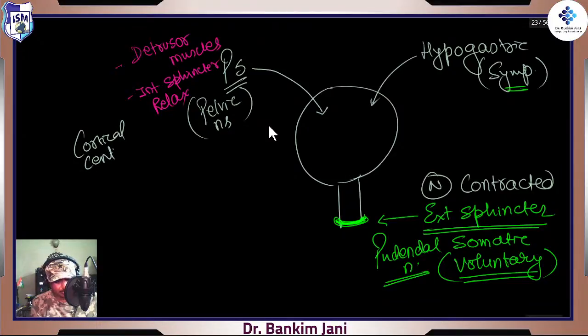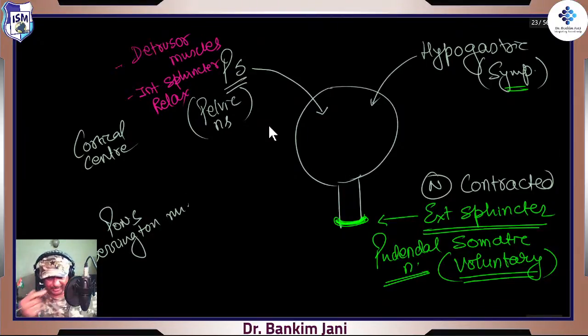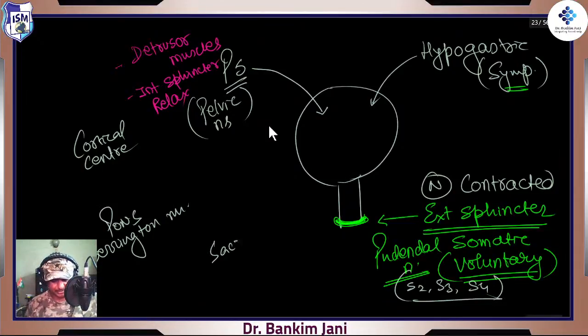I'm taking it very briefly. This is the cortical center, and then in the pons there is that Barrington nucleus. In fact, even in the spinal cord, in the sacral spinal cord, there is a nucleus at S2, S3, S4. Even this pudendal nerve is S2, S3, S4. So there are multiple. Sacral spine, here also there is a nucleus. Wherever there is a nucleus, that means they can take control.